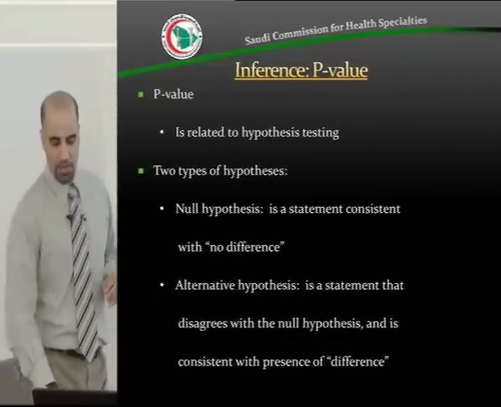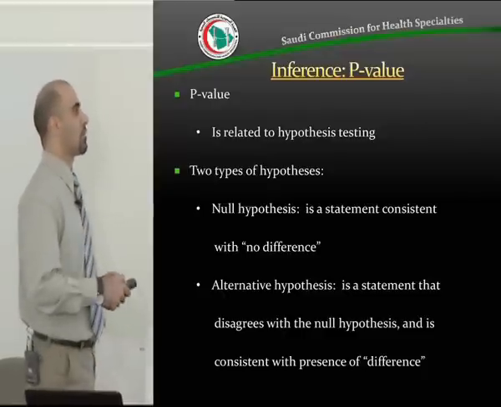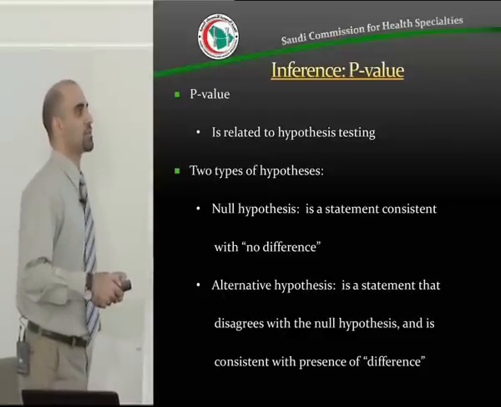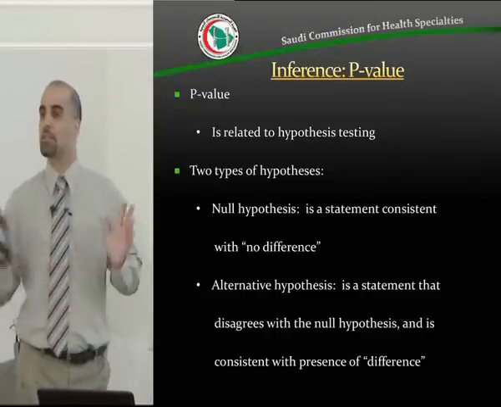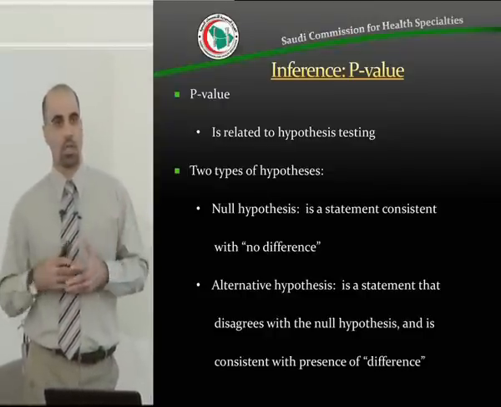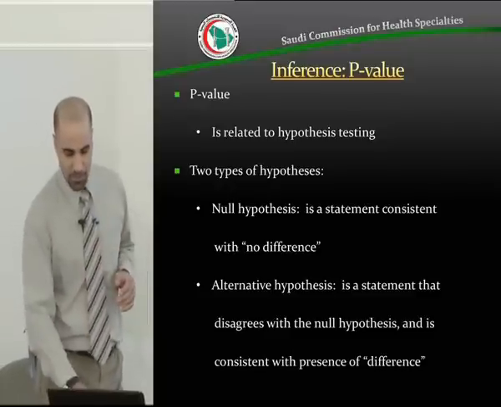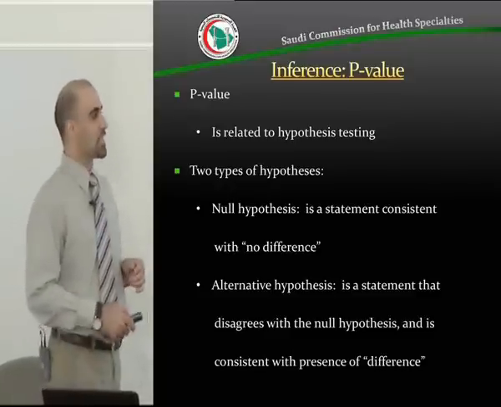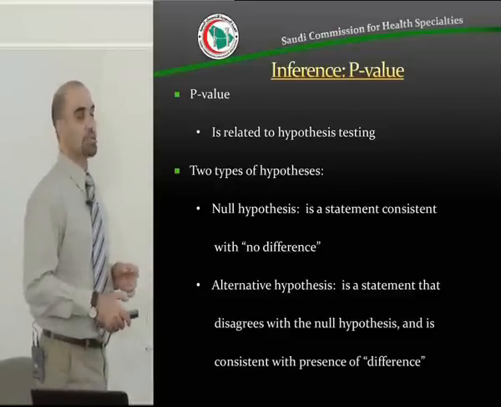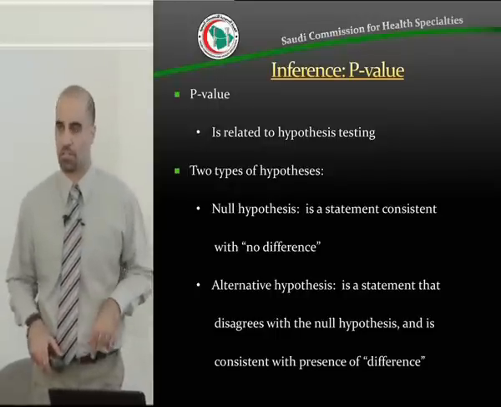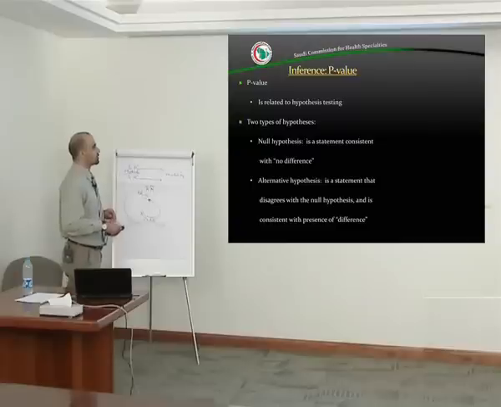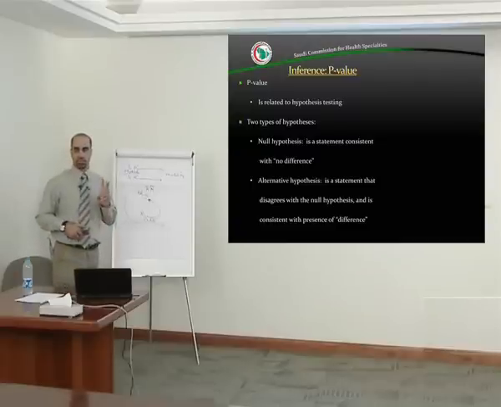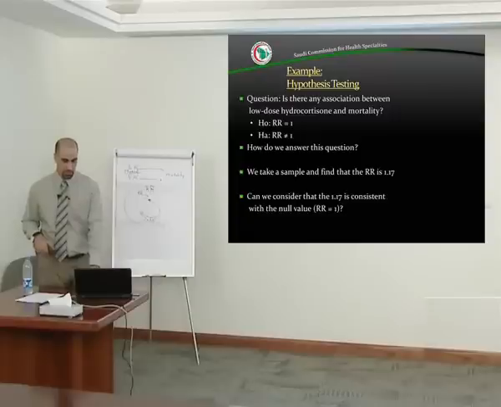So there are two types of hypotheses. One of them is called the null hypothesis, and it's a statement consistent with no difference. It says there is no difference, no association, no effect. The alternative hypothesis is a statement that disagrees with this and says there is a difference, there is an association, and so on. So for any research, we can develop two hypotheses. One is saying no, and one is saying yes, there is an association.